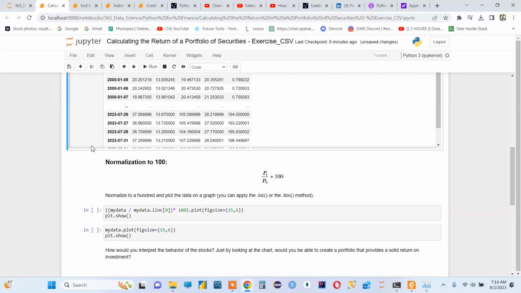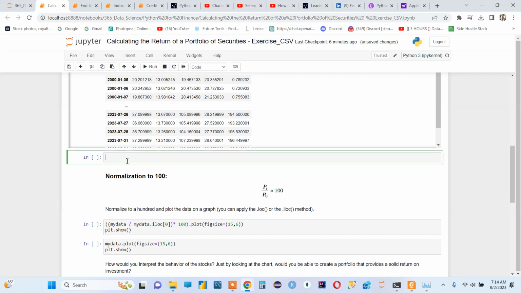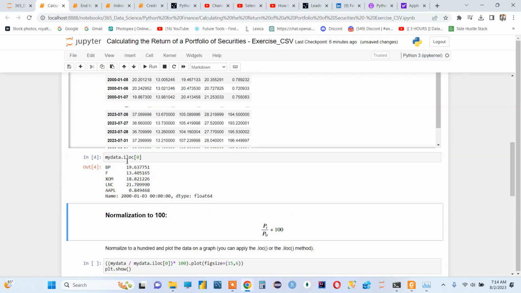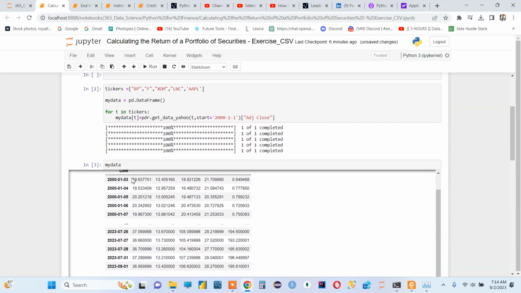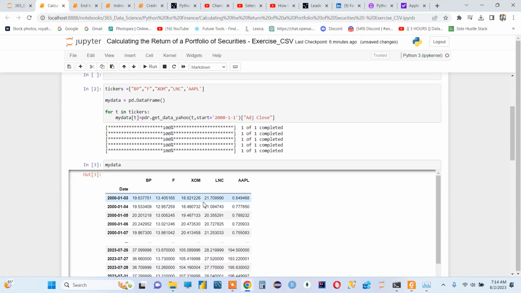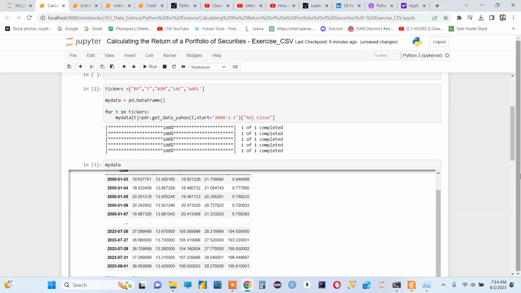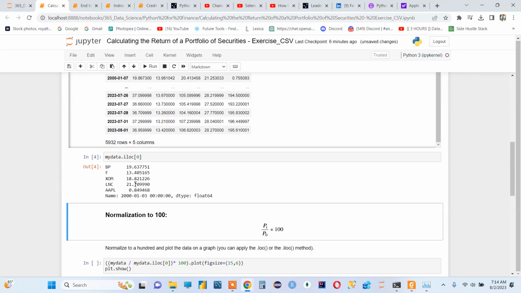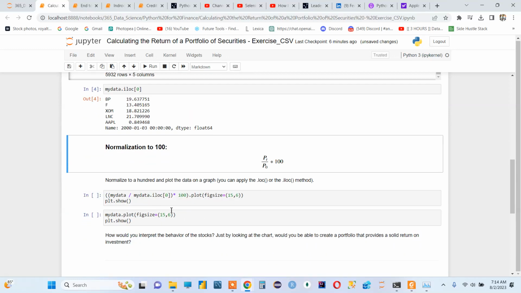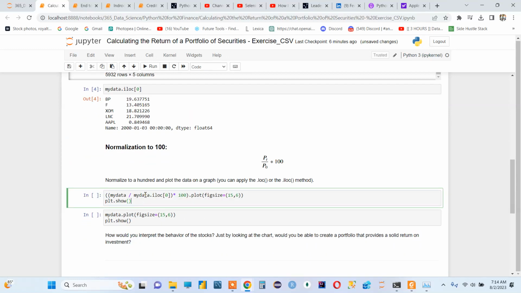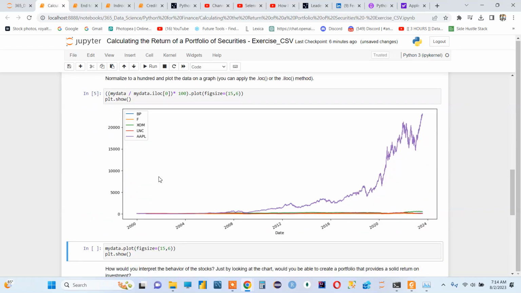So here I will check my data.iloc[0]. This is my first row, and you can see these values: 19, 13, 18, 21 and 0.84. I will normalize this data: my data divided by my data.iloc[0], multiplied by 100. And I will try to visualize how it looks. So it looks like a graphical representation.